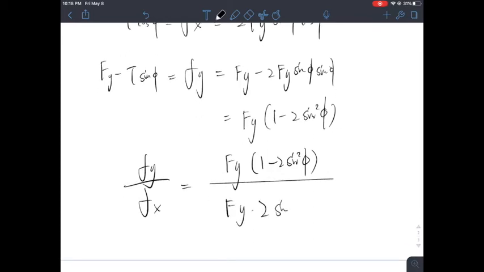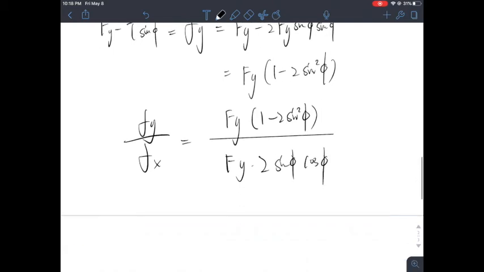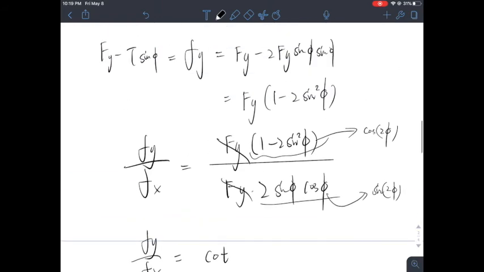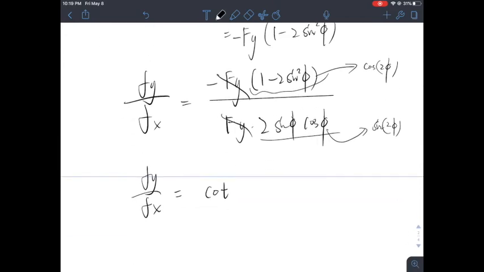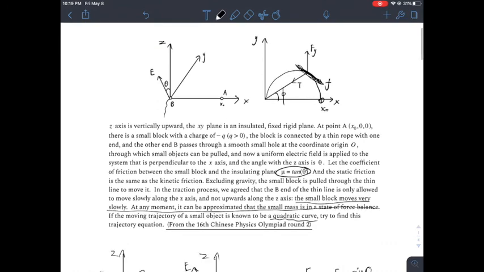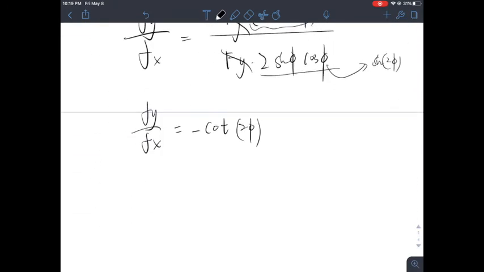So we know the expression for Fy, we know the expression for Fx, we plug them in and try to solve it. Because of trigonometric identities, we know this expression equals cosine 2 phi, and this expression equals sine 2 phi. Cancel out Fy, and we get cotangent 2 phi. Oh, and we also need to know that Fy is negative because it's in the opposite direction of the friction force. Remember, in the diagram, Fy is pointing upward and F is pointing downward. Don't forget the negative sign. Actually, it doesn't matter later, but don't forget the sign.